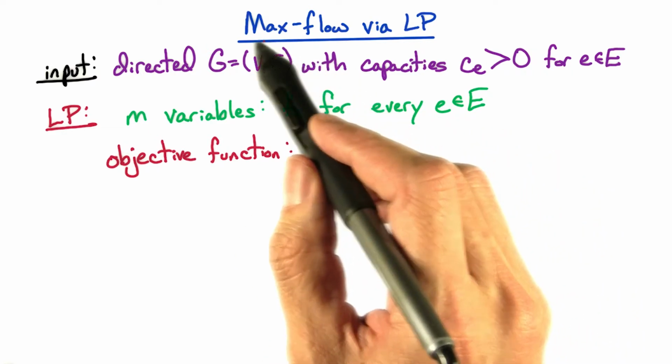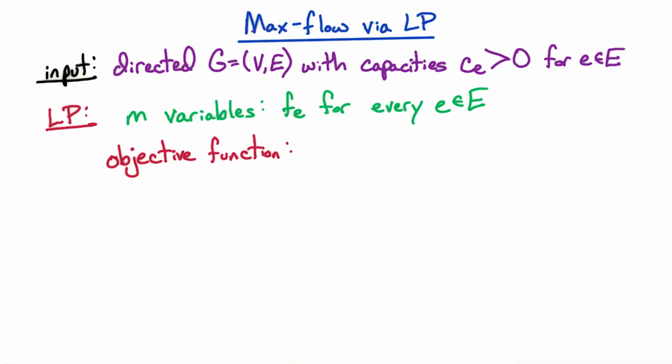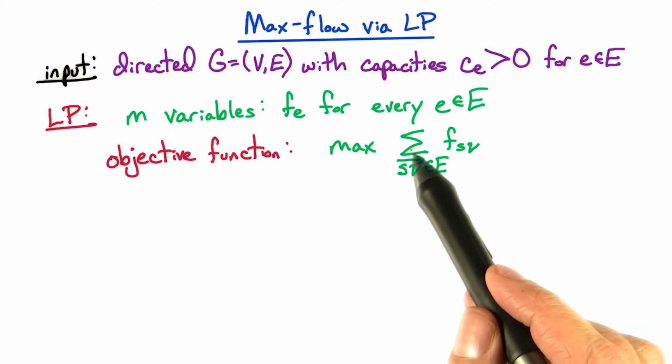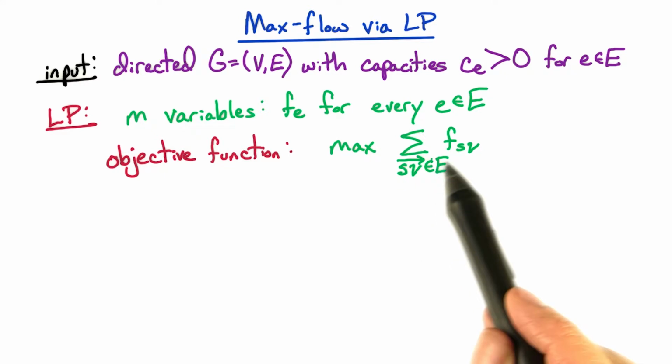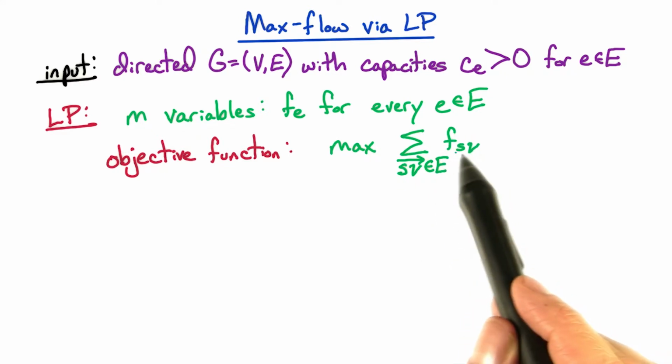Now for max flow, we're trying to maximize the size of the flow. We measure the size of the flow by the flow out of the source vertex or the flow into the sink vertex. We'll state it in terms of the flow out of the source vertex, and thus we're maximizing the total flow out of the source vertex. So we're summing over edges out of the source vertex S, and we're looking at the flow along that edge.